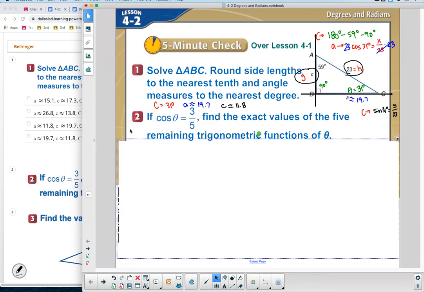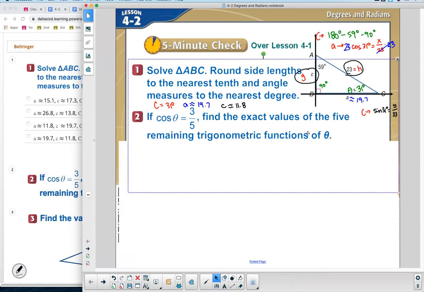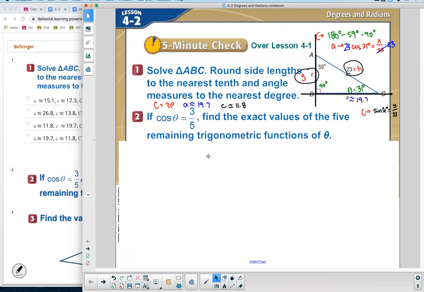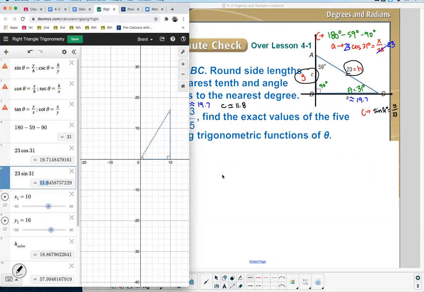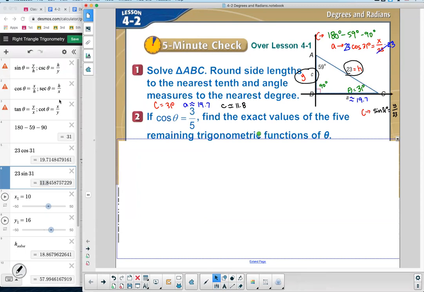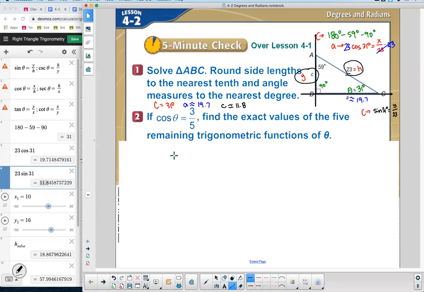Number 2 says this. If cosine is 3/5, find the exact value of the 5 remaining trig functions of theta. So here's what we have. On an axis here, we have, well, before I say on an axis, because we don't know necessarily what cosine represents. Cosine represents x over h. So what that means is on an axis, if I were to graph this on an x and y axis, we do not know the y value. That's unknown. But we do know the x value. The x is 3 here. And we also know the hypotenuse is 5.